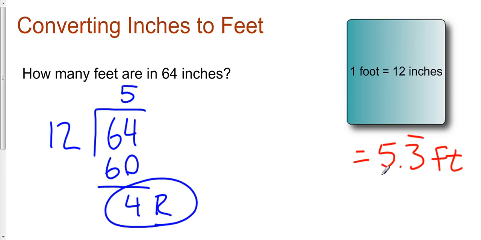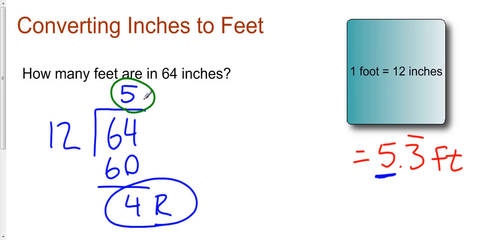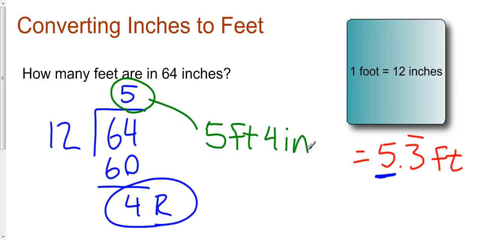If you look at our original answer over here, we did have 5 feet and we had a fraction of a foot. What is that fraction? That fraction is a third, because 4 over 12 is a third. We have 4 inches left over. So if I wanted to have a mixed answer, I could say that I have 5 feet and 4 inches remaining. 5 feet, 4 inches. So 64 inches is the same thing as 5 feet, 4 inches, or 5.3 that repeats feet.